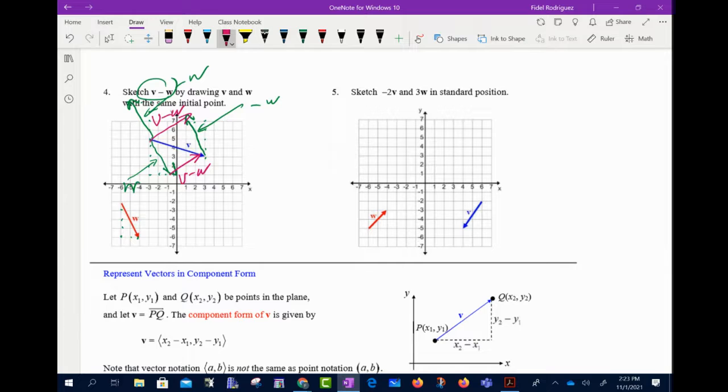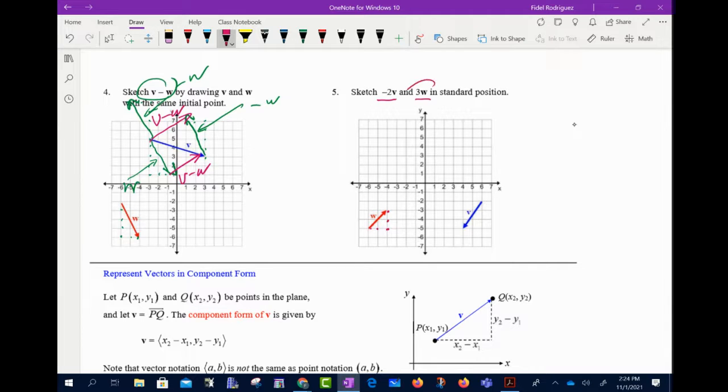All right. Let's take a look here at number 5. Number 5 says we're going to sketch negative 2v and 3w in standard position. Standard position just means we're going to be starting at the origin, okay? So look, let's look at my vector w. It is 1, 2, and 1, 2. So 2 spaces to the right, 2 spaces up.